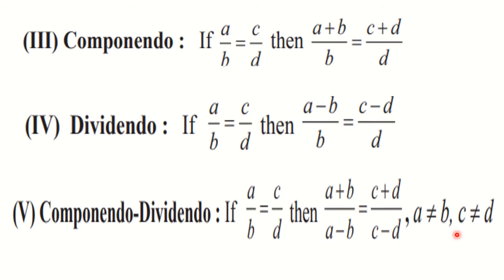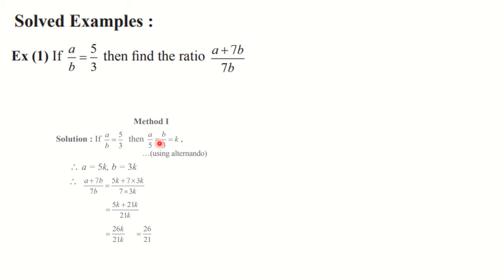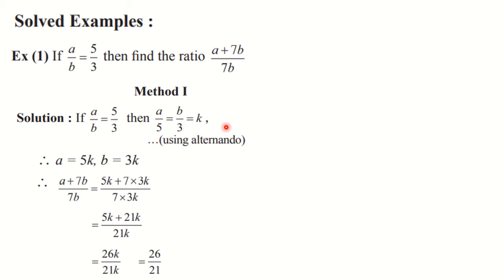Let us go further now. Now let us see solved examples, how to solve them by using the operations on equal ratios. See the first question here. If a upon b is equal to 5 upon 3, then find the ratio (a plus 7b) upon 7b. This sum can be solved by two different methods. Let us see the first method first, and then we will see the second method.